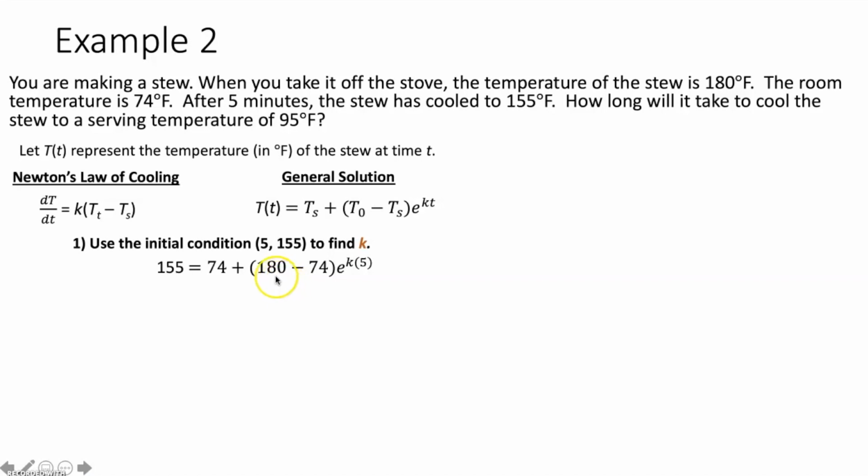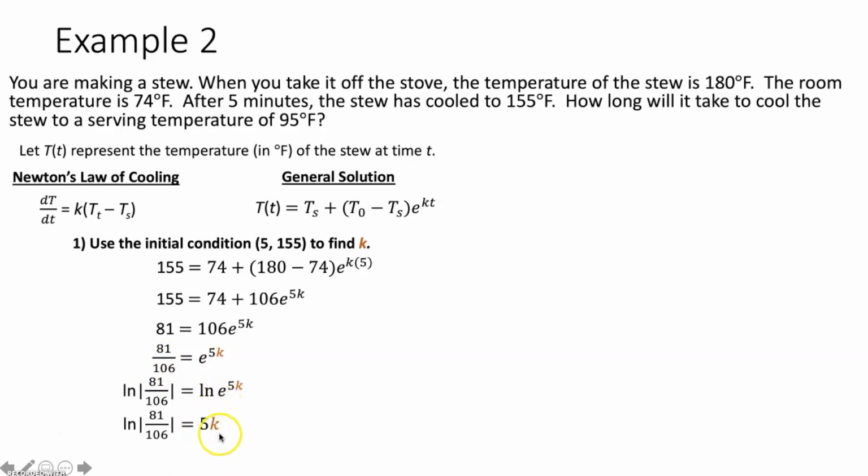So how do we solve for k? We simplify what's inside the parentheses first. Now remember, please do not add these together. This has an e, this does not. So you need to subtract this to the other side of the equation. Divide both sides by 106. Now to cancel out this e, to get the k out of the exponent, we take the natural log of both sides. Now over here, the ln and the e cancel each other out. We can solve for k by dividing both sides by 5. Plug this in your calculator, you get k is approximately equal to negative 0.05380.